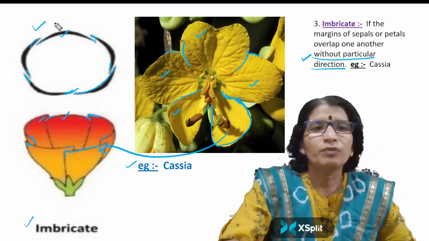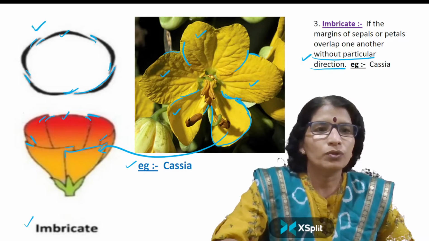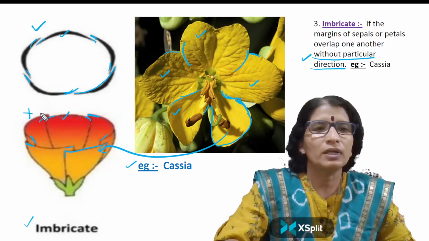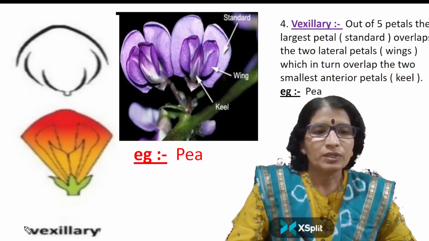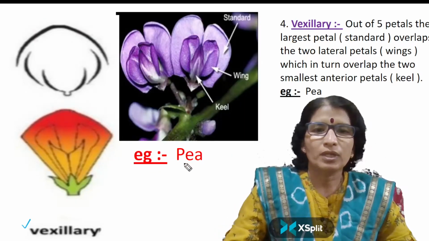This diagram is enough to draw in the examination. No need to draw this diagram. This diagram I have given only for understanding. And the last one, vexillary type of aestivation. The best example is pea flower.